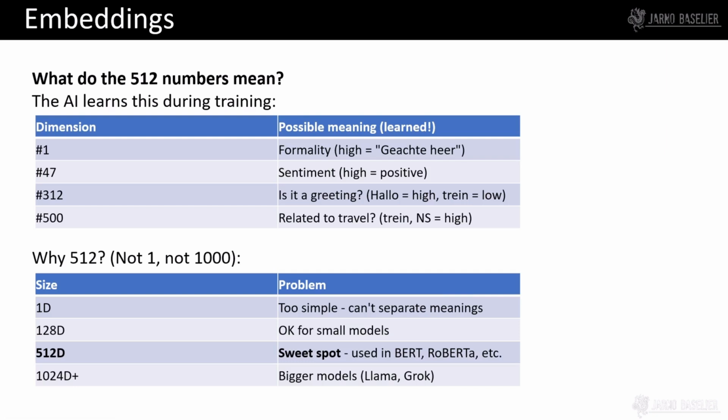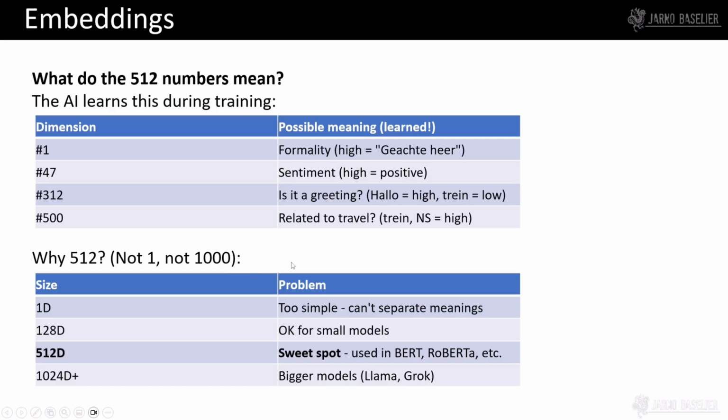So what do the 512 numbers actually mean? The AI learns this during its training. Here we have different numbers from 1 to 512, each one a dimension. The possible meaning that is learned is formality, like hi. When we go a little bit deeper, there will be sentiment. Deeper still, is it a greeting, so it gets some context understanding, and at its deepest level, it can see how it is related to different things.